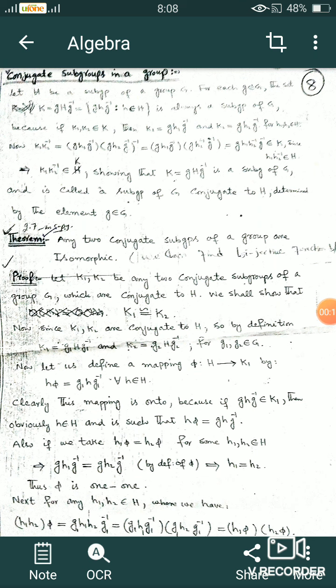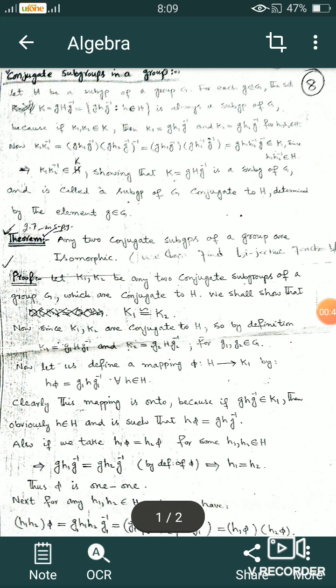Let H be a subgroup of a group G. For each g belonging to G, the set K equal to gHg inverse, that is, ghg inverse such that h belongs to H, is always a subgroup of G, because if k1, k2 belong to K, then k1 is equal to gh1g inverse and k2 is equal to gh2g inverse for h1, h2 belonging to H.